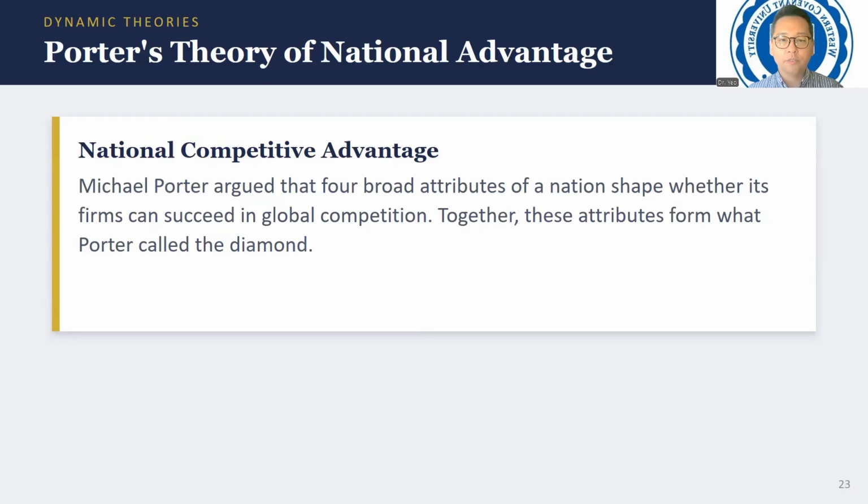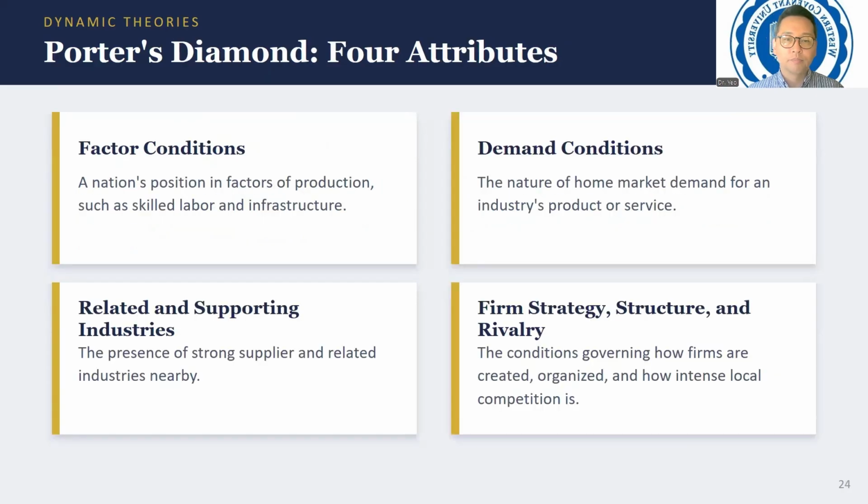Porter's work is different from the earlier theories because it focuses less on countries as a whole and more on why specific industries inside specific countries become world-class. Think of Germany and cars, or Switzerland and watches, as the kind of pattern this theory tries to explain. We came back to the diamond.